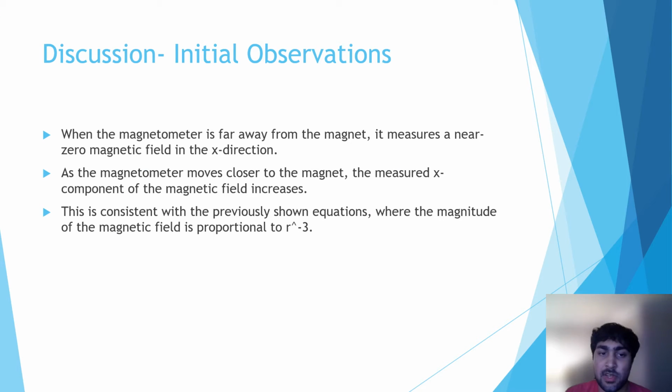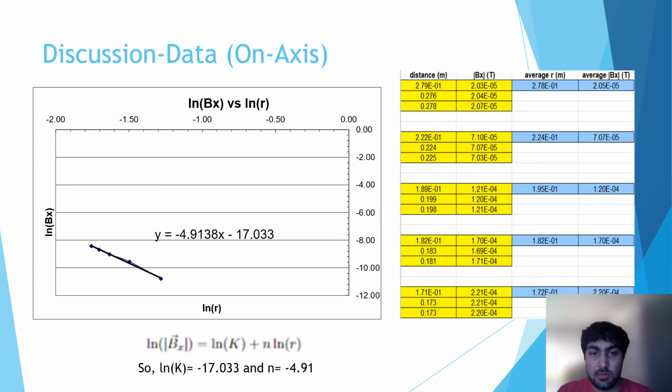Discussion. Initial observations. When the magnetometer is far from the magnet, it measures a near-zero magnetic field in the x direction. As the magnetometer moves closer to the magnet, the measured x component of the magnetic field increases. This is consistent with the previously shown equation where the magnitude of the magnetic field is proportional to r to the negative third.